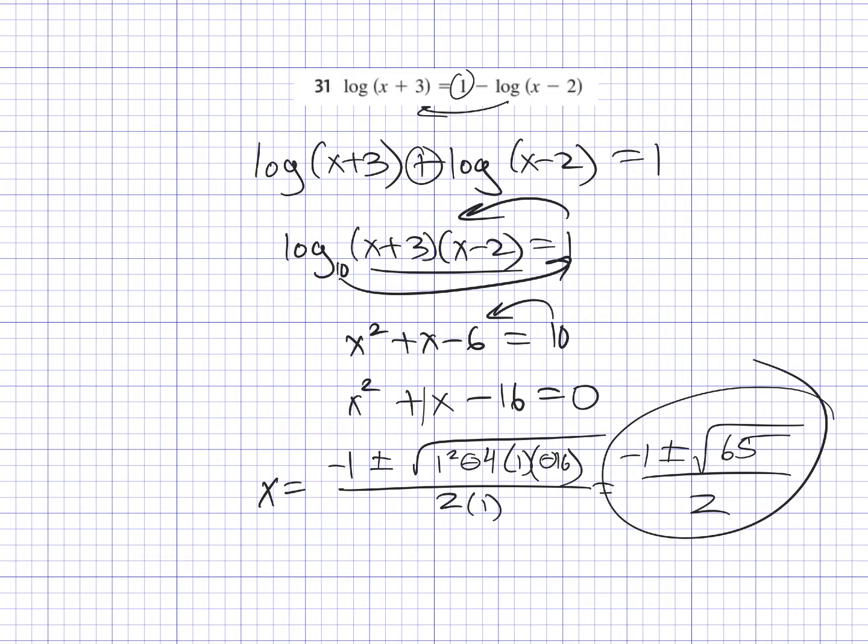All right, if you plug negative 4.5 in here, you're going to get the logarithm of a negative answer. So it can't be a minus here. So it would have to be negative 1 plus 8 point something, which would be positive. So the negative doesn't work on this one. So it's negative 1 plus the square root of 65 over 2.